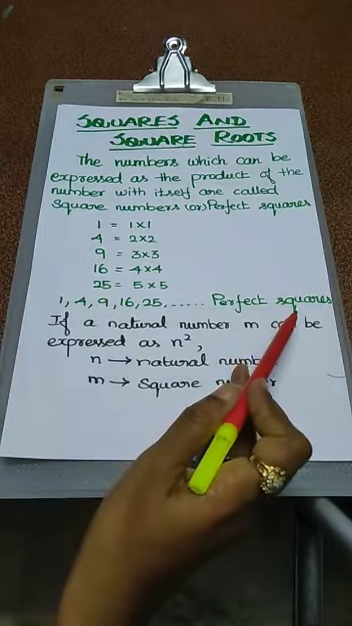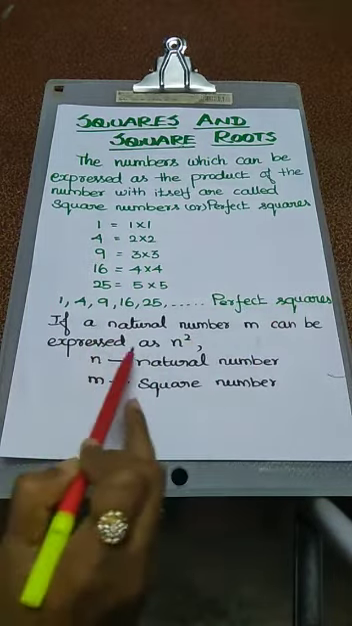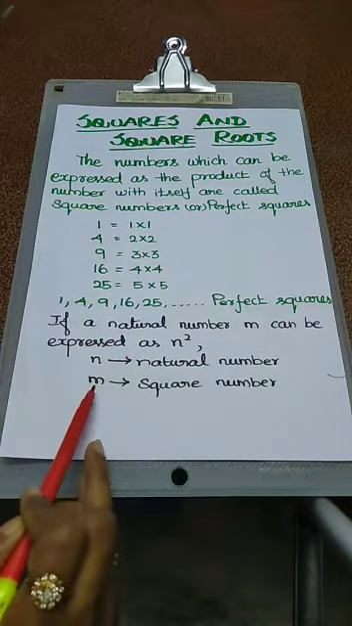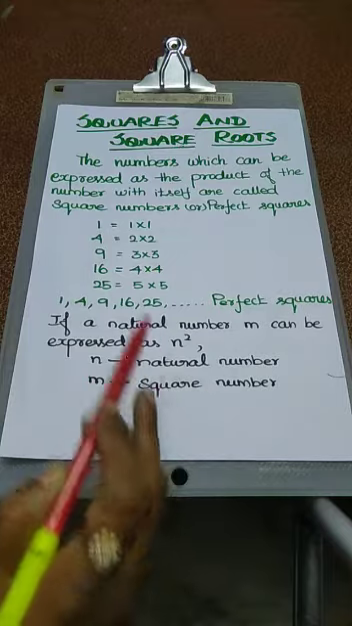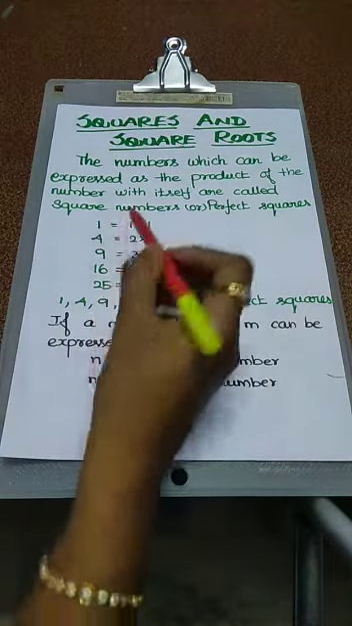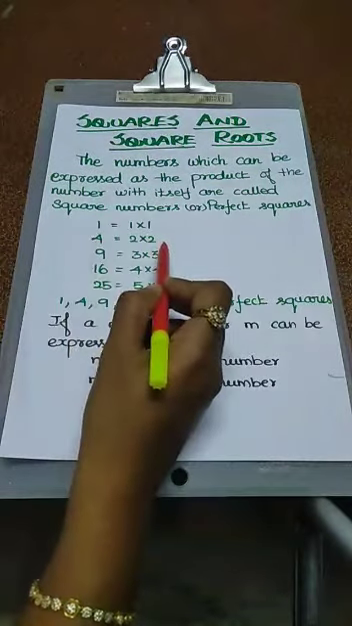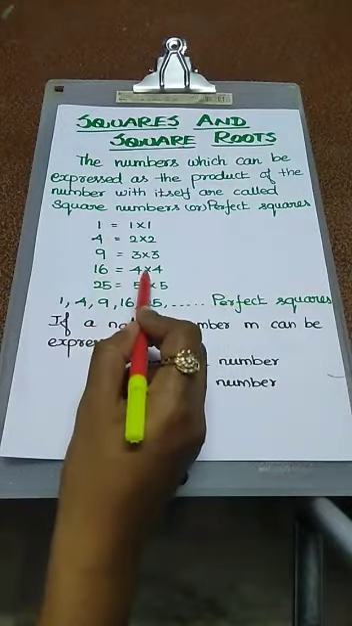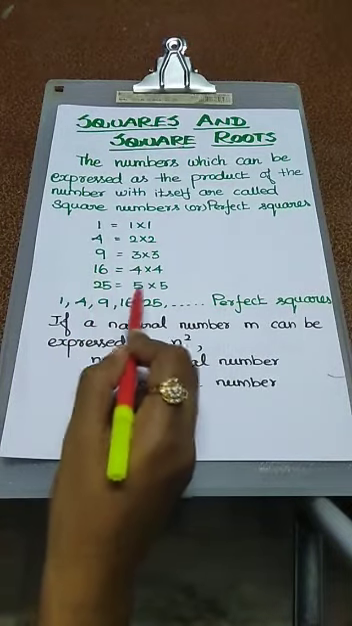are perfect squares only. If a natural number m can be expressed as n square, where n is a natural number, then m is a square number only. Easily we can take the square root of these values. Square root of 1 is actually 1. Square root of 4 is 2. Square root of 9 is 3. Square root of 16 is 4. And the square root of 25 is 5.